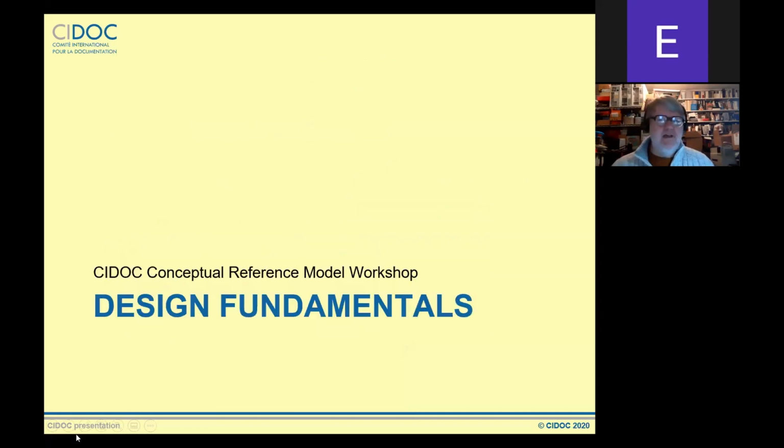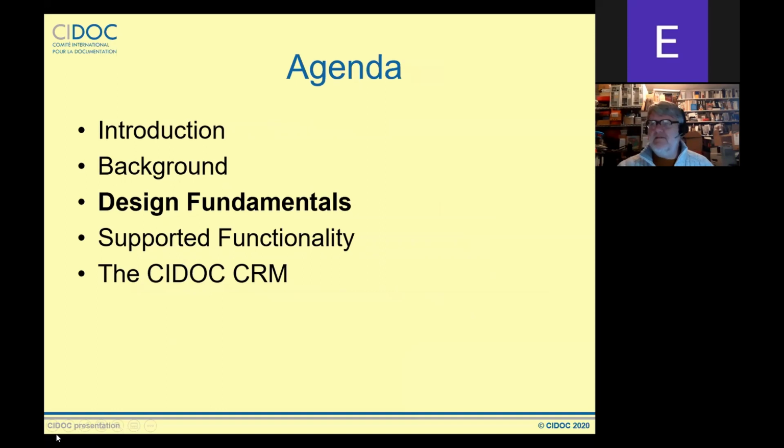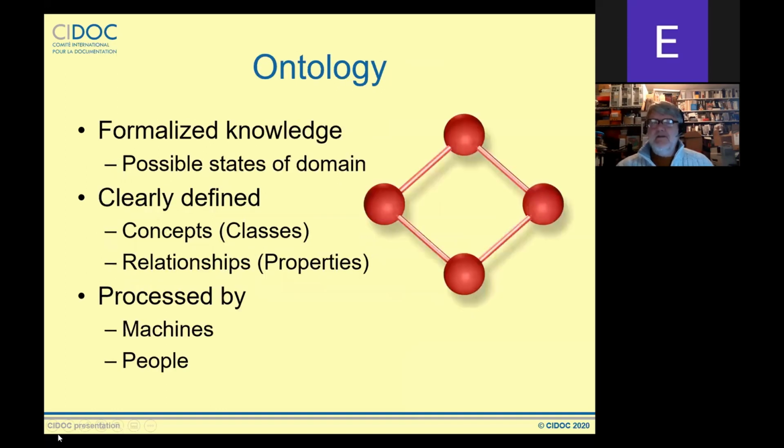So let's start thinking about the design fundamentals. So the core design fundamentals then are as follows. So let's first of all establish what we mean by an ontology. So the CIDOC CRM is considered to be an ontology. So what that means is it's a way of formalizing our knowledge about the domain that we're interested in. So in our case, cultural heritage documentation.